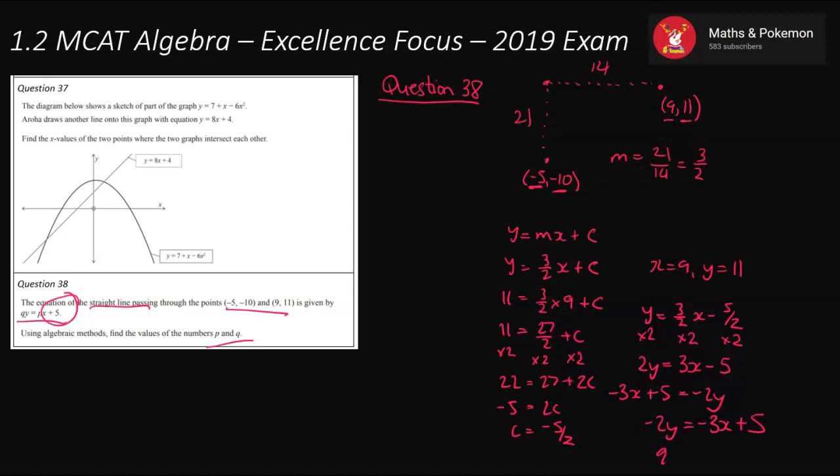So we had qy is equal to px plus 5. So hopefully you can see the resemblance. So that tells us that q, moving on up over here, therefore q is equal to negative 2 and p is equal to negative 3. So that wraps up that question, wraps up the last excellence question from the 2019 exam.